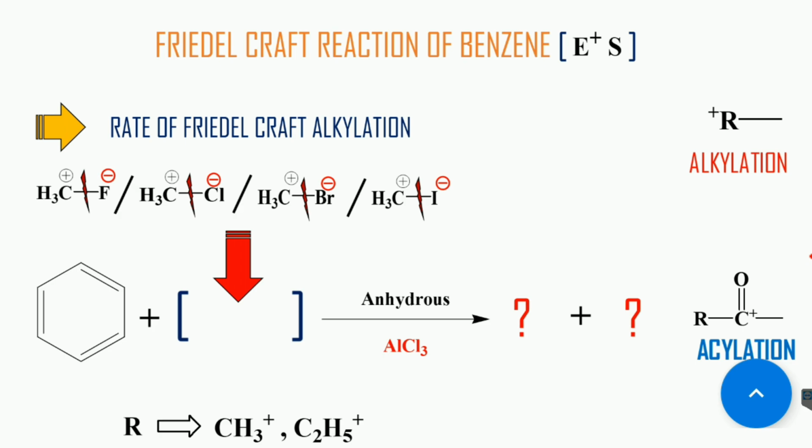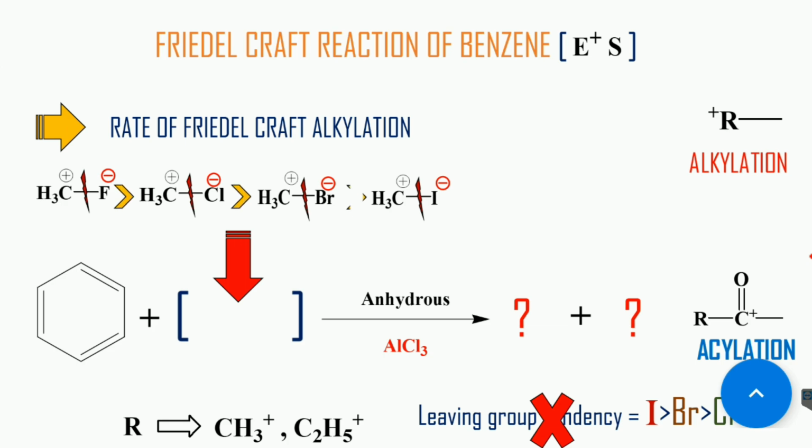Now if we see the leaving group tendency, iodine is the best leaving group so far, that will generate the electrophile first, after that bromine, then chlorine, and at the end fluorine. But the rate of Friedel-Crafts alkylation does not follow this leaving group tendency. So actually the rate of Friedel-Crafts alkylation is just the opposite of this one. But why? For that you have to know the mechanism as well.